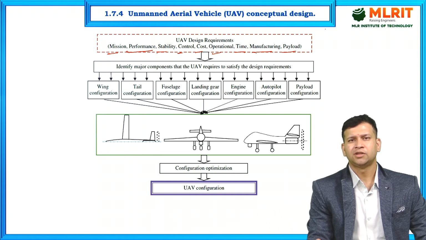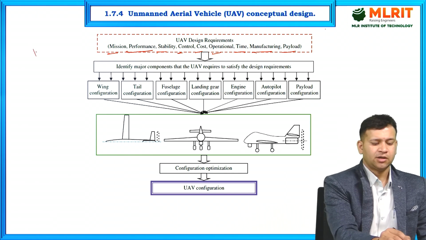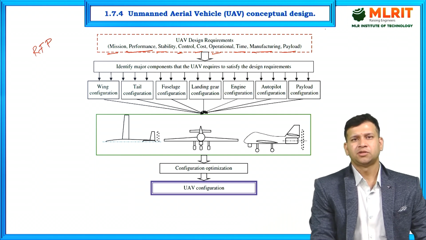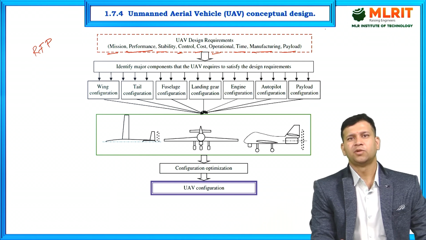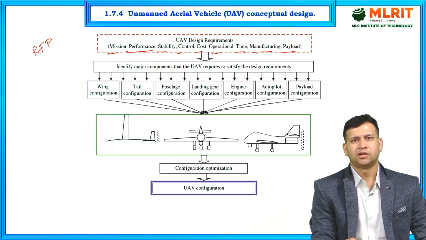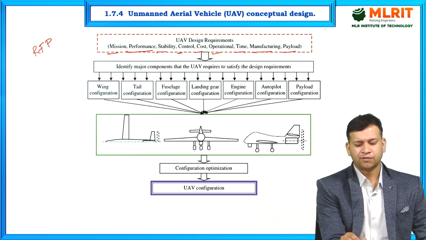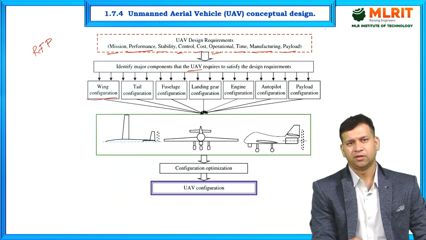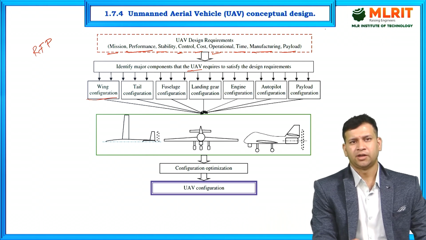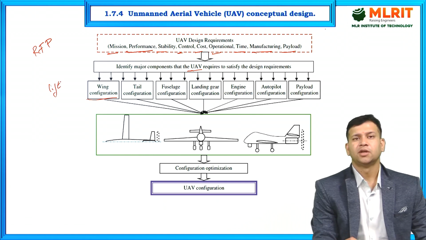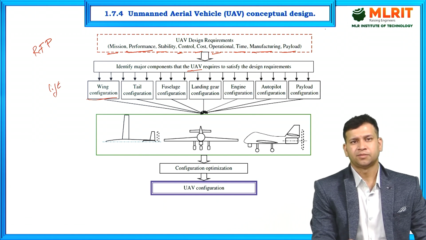So once we have these requirements from the RFP, request for proposal, once we get these design requirements, then we'll identify the major components required to satisfy these requirements. And these major components of the unmanned air vehicle are: how the wing should look like, how much lift that wing is going to generate.